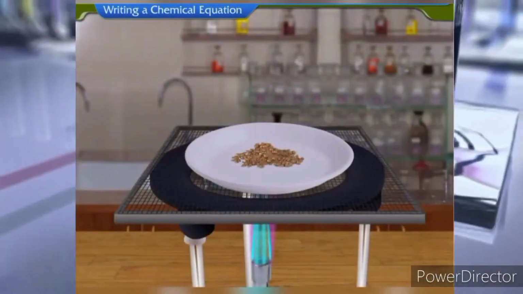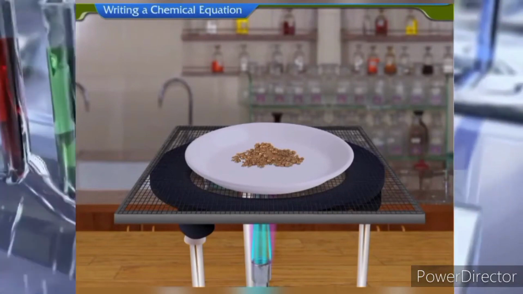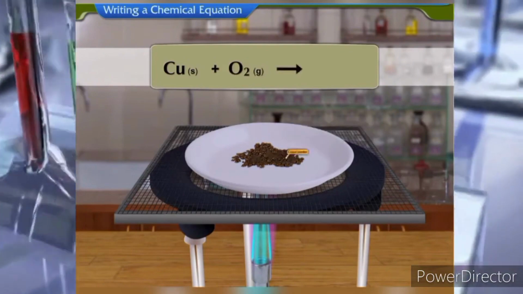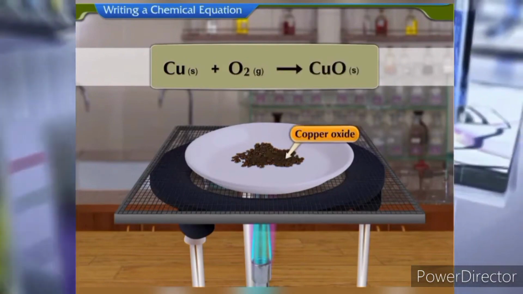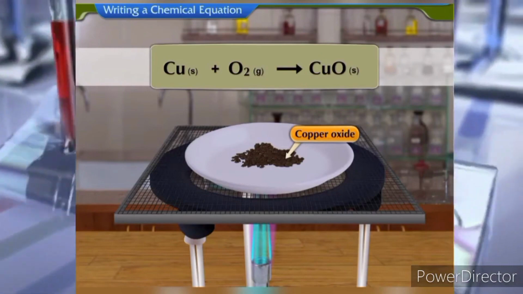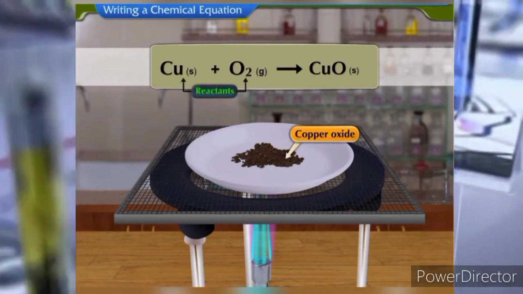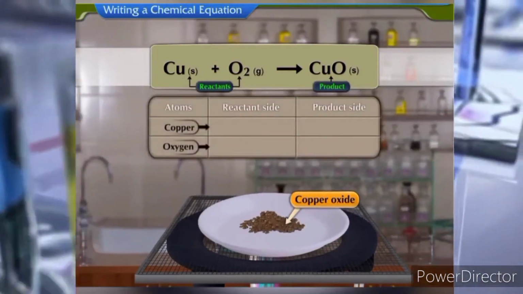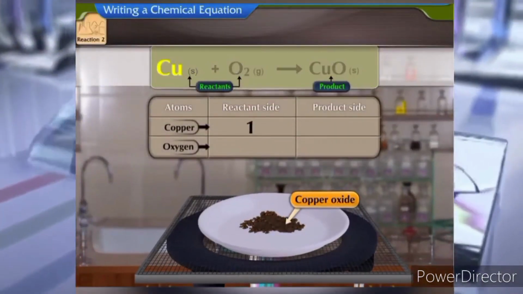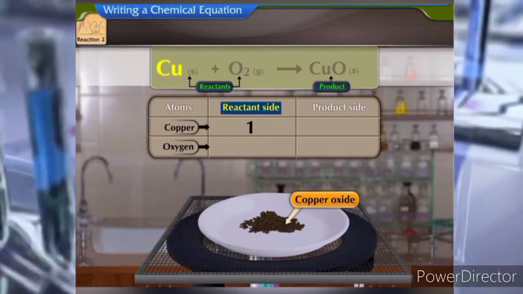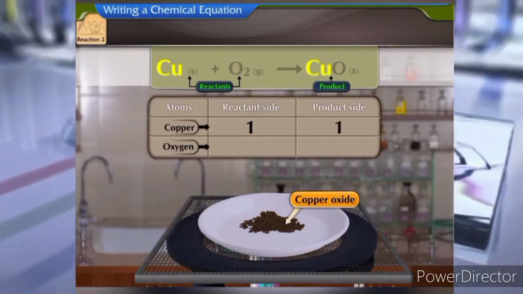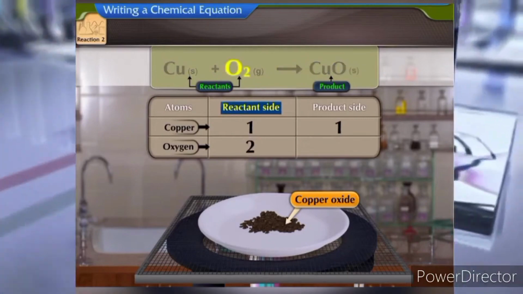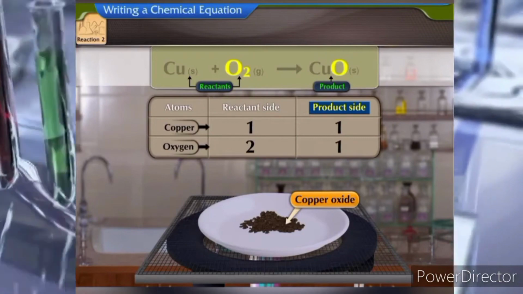Now, let us again consider the chemical equation of heating copper. Cu + O2 gives CuO. Count the number of atoms of each element on both the reactant side and the product side. Enter these values in the table. There is one copper atom each on the reactant side and the product side. But there are two oxygen atoms on the reactant side and only one on the product side.